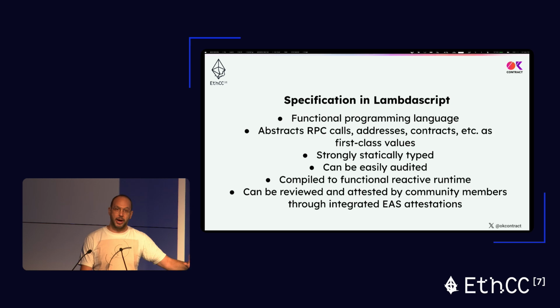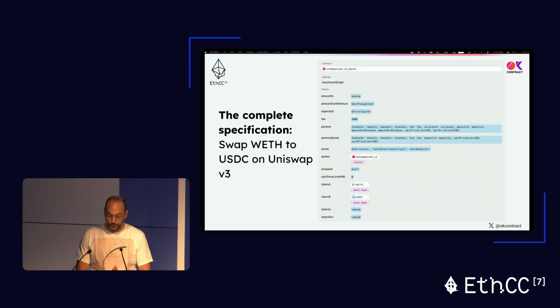And then it will be compiled to a functional reactive runtime, which runs in a VM inside the browser or later the mobile. And the community part is there to make it permissionless. There's attestation, so we worked with EAS, Ethereum Attestation Service, to design a way to attest for the interaction, the contracts, but this will be for another talk.